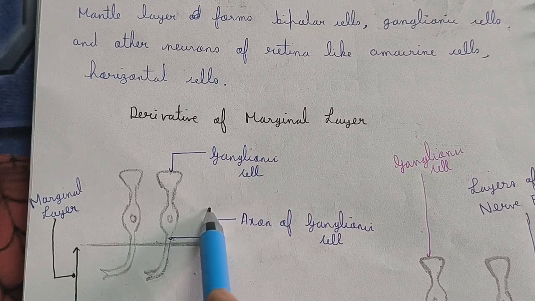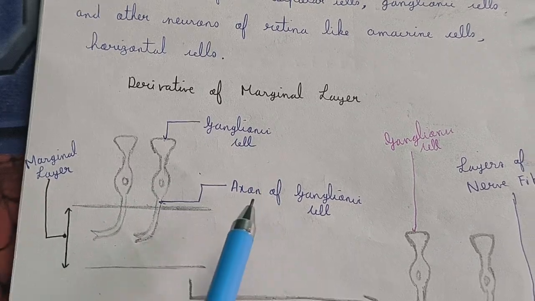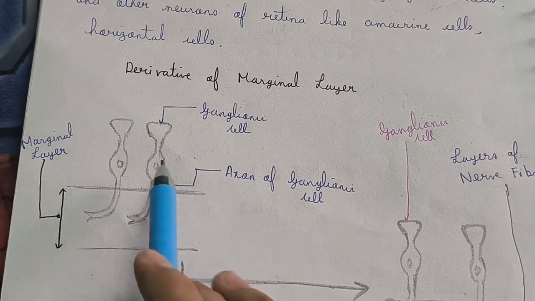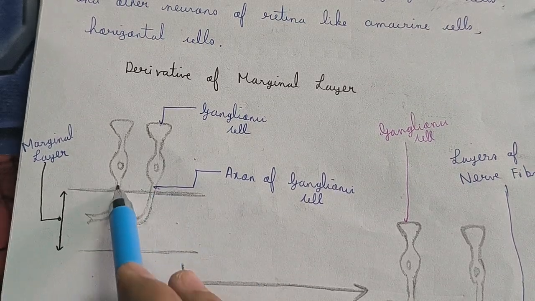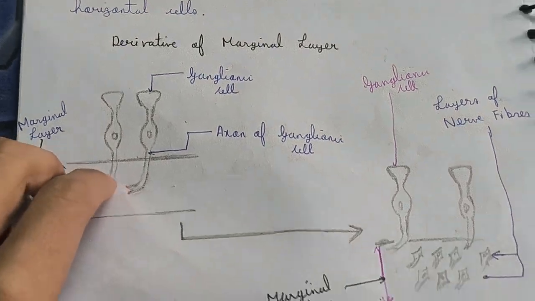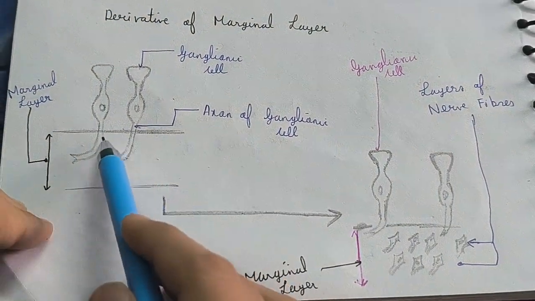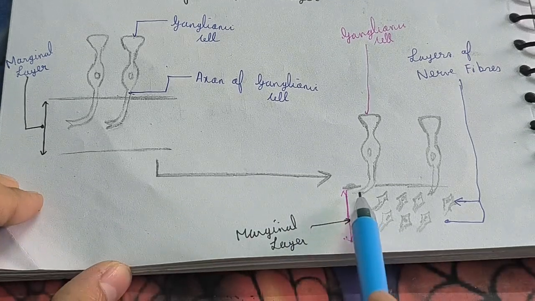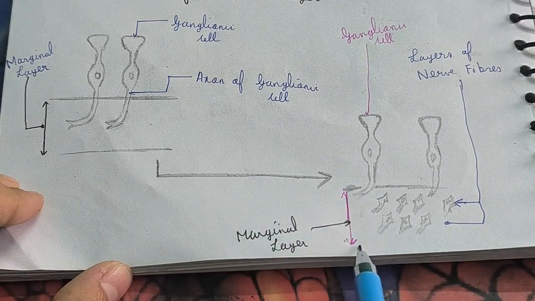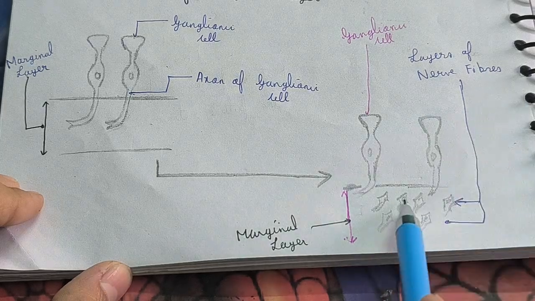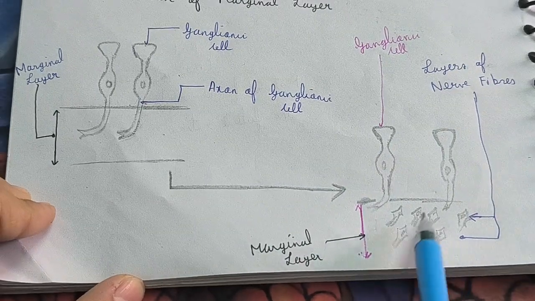So here basically is the mantle layer, and each axon you can see here extends into this marginal layer. Now slowly you can notice that due to the extension of the axons of these ganglionic cells into the marginal layer, here in this marginal layer are basically layers of nerve fibers. You can see that these are the layers of nerve fibers.